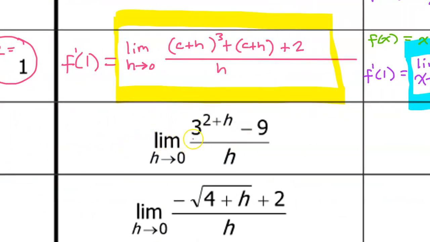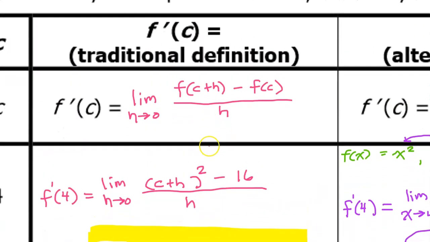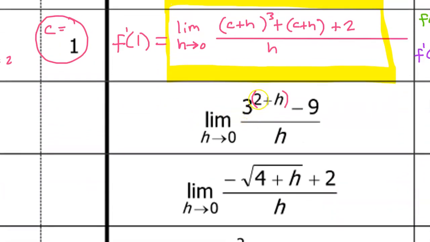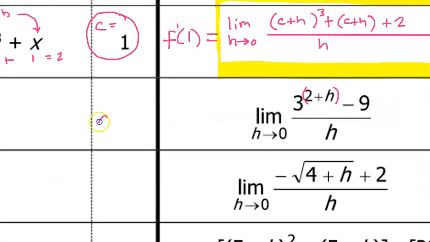What if they gave you a limit like this on the AP exam and asked you to evaluate? Rather than trying to work out the actual limit, let's try to figure out what function this is the derivative of. So part of the key is right here. We see that we have this c plus h right here. We have a number plus h. And we remember in our traditional definition of the limit, we always start off with f at c plus h. So once you identify the c plus h, that tells you two things. That tells you that the c in this problem is 2.